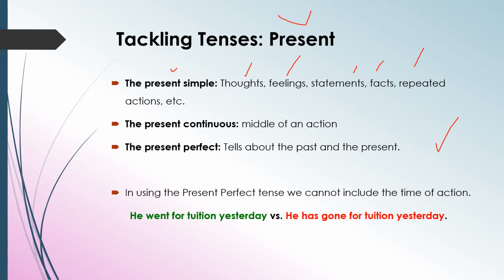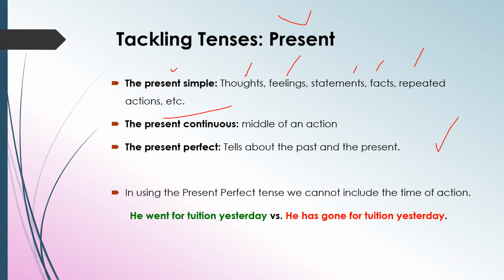And that's what I am doing here. So here are your reminders: thoughts, feelings, statements, facts, repeated actions. You can find numerous examples, sentences of this present simple in your textbook. So definitely you can go with the textbook number 2. The present continuous, middle of an action. So if you are in the middle of an action, that is the time you should use the present continuous form.